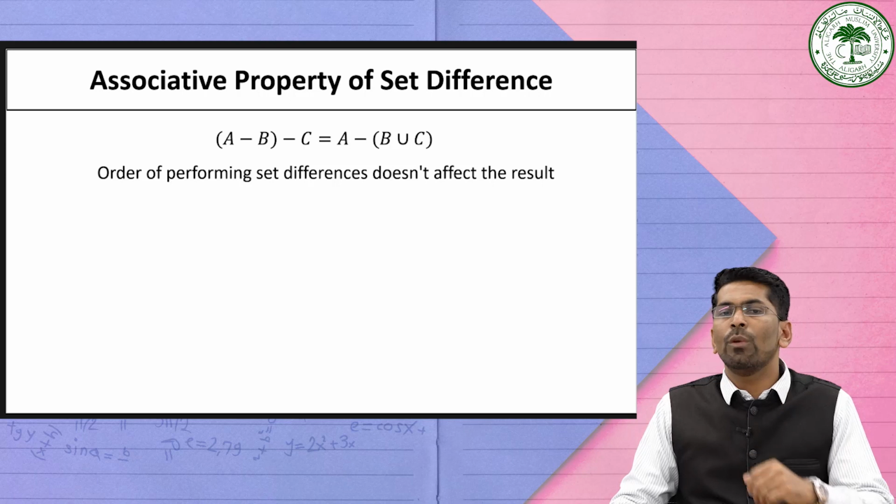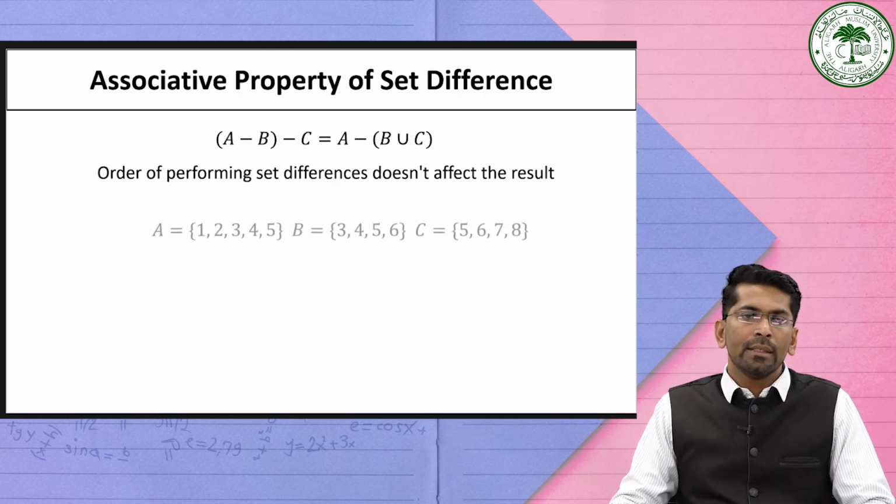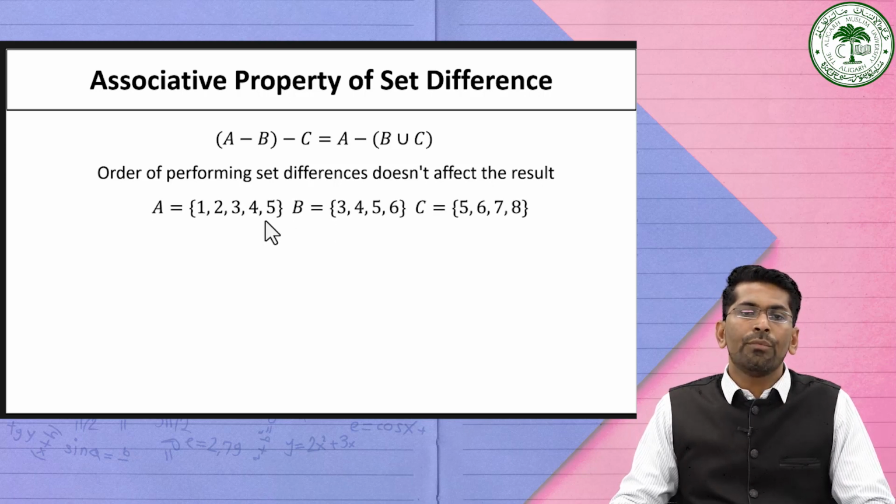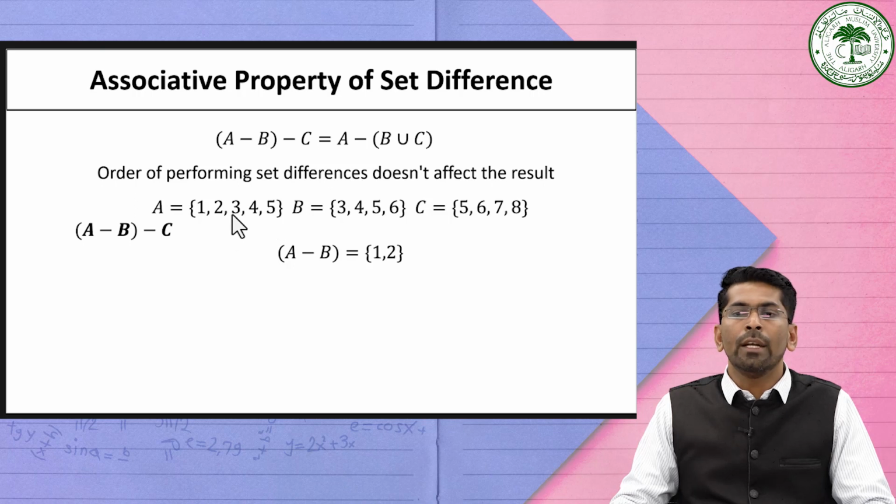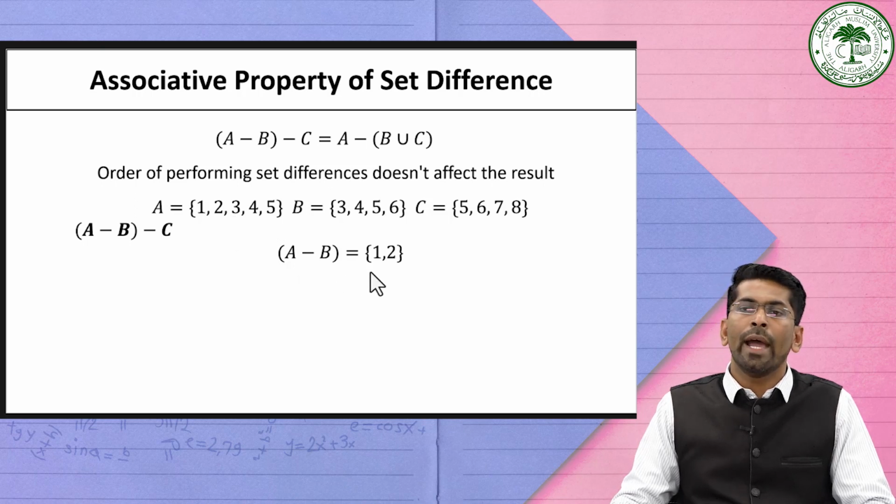It can be proved by using an example. Consider set A equal to {1, 2, 3, 4, 5}, set B equal to {3, 4, 5, 6}, and set C equal to {5, 6, 7, 8}. Now let us evaluate both sides of the associative property. First, (A minus B) minus C. So what is A minus B? Here it is {1, 2, 3, 4, 5} minus {3, 4, 5, 6}, so it will be only {1, 2}. A minus B is equal to {1, 2}.